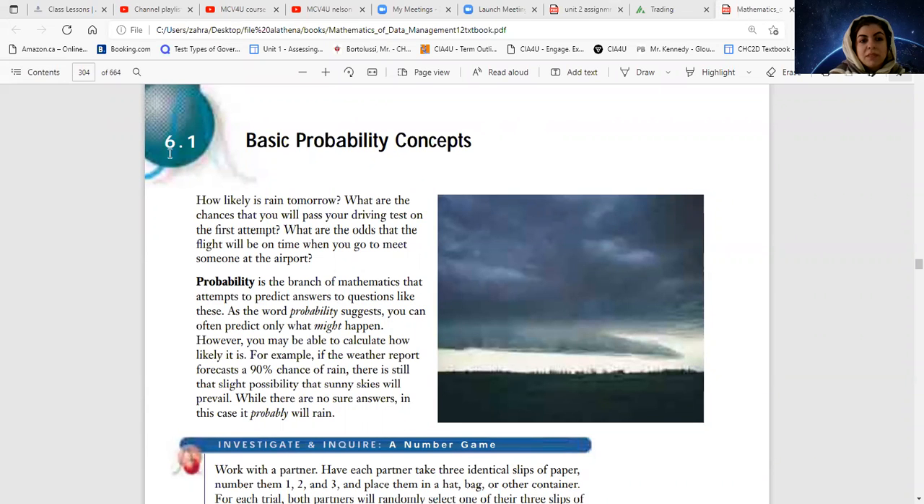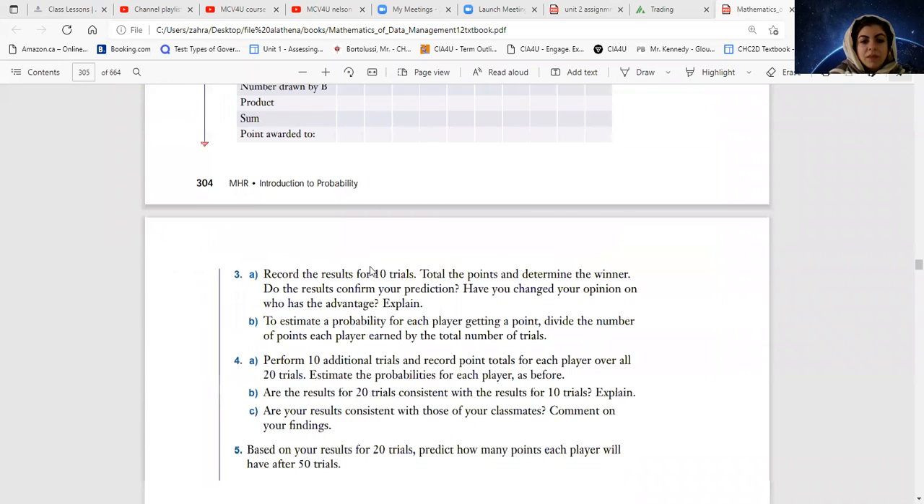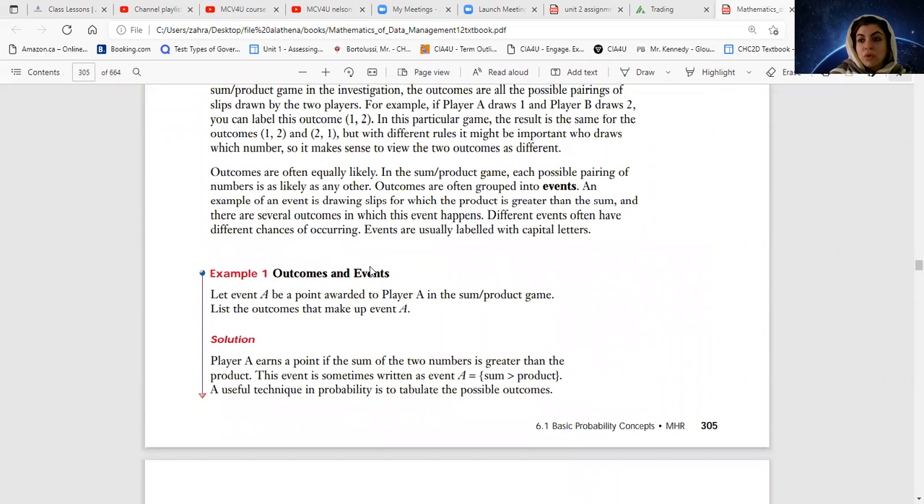Okay, now we're doing 6.1, basic probability concepts. So probability is the number of events divided by the total number of events, or the number of outcomes divided by the total number of outcomes. Okay, let's just do an example.